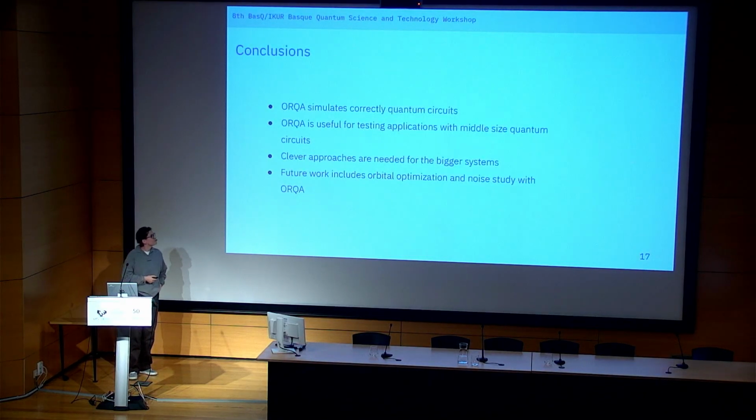And this is more or less everything. So the conclusion would be that Orca works for simulating quantum circuits, since we got good results for Fe2S2. And it's useful in these middle-sized quantum circuits, but we need some different approaches when we want to simulate bigger circuits. And future work includes some orbital optimization and noise study using this simulator.